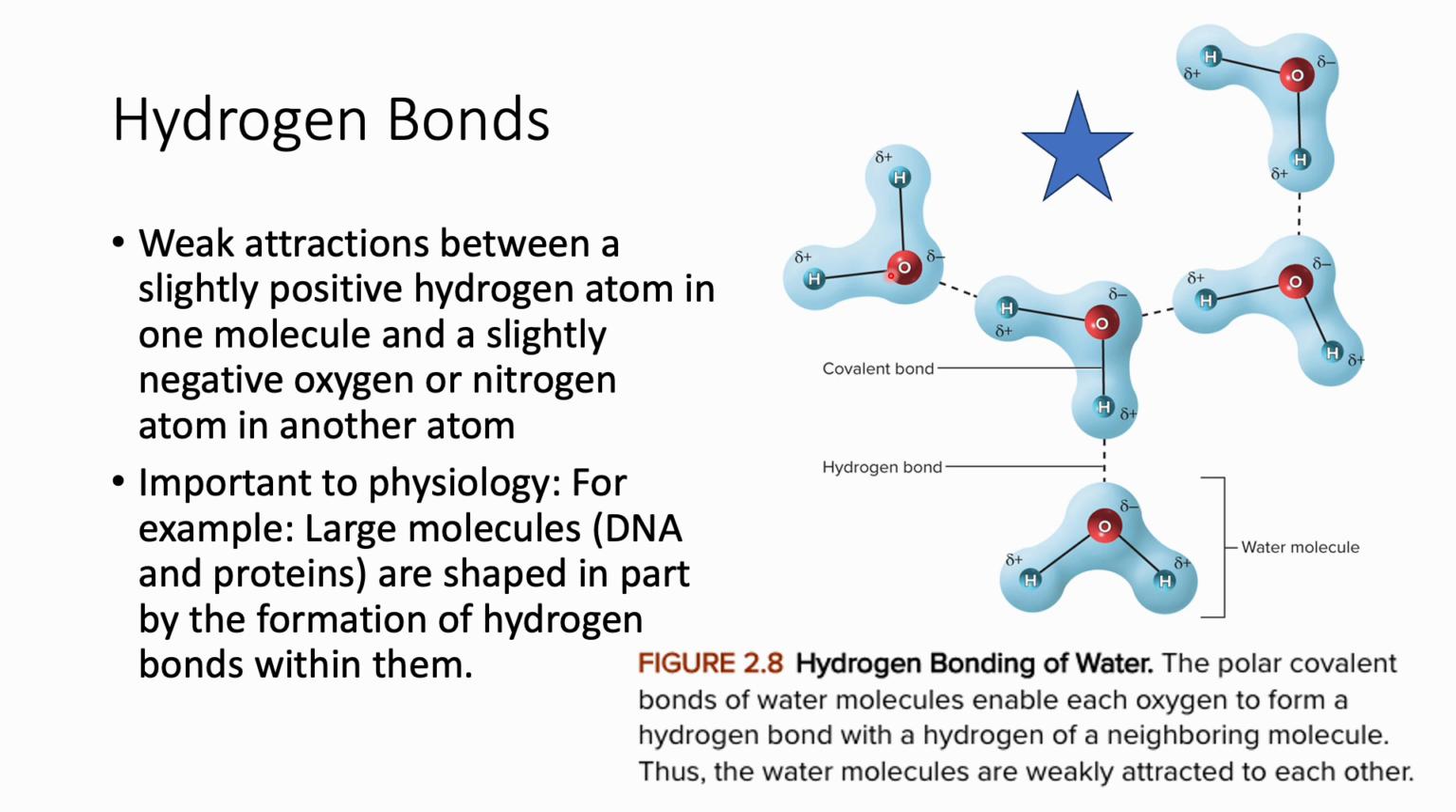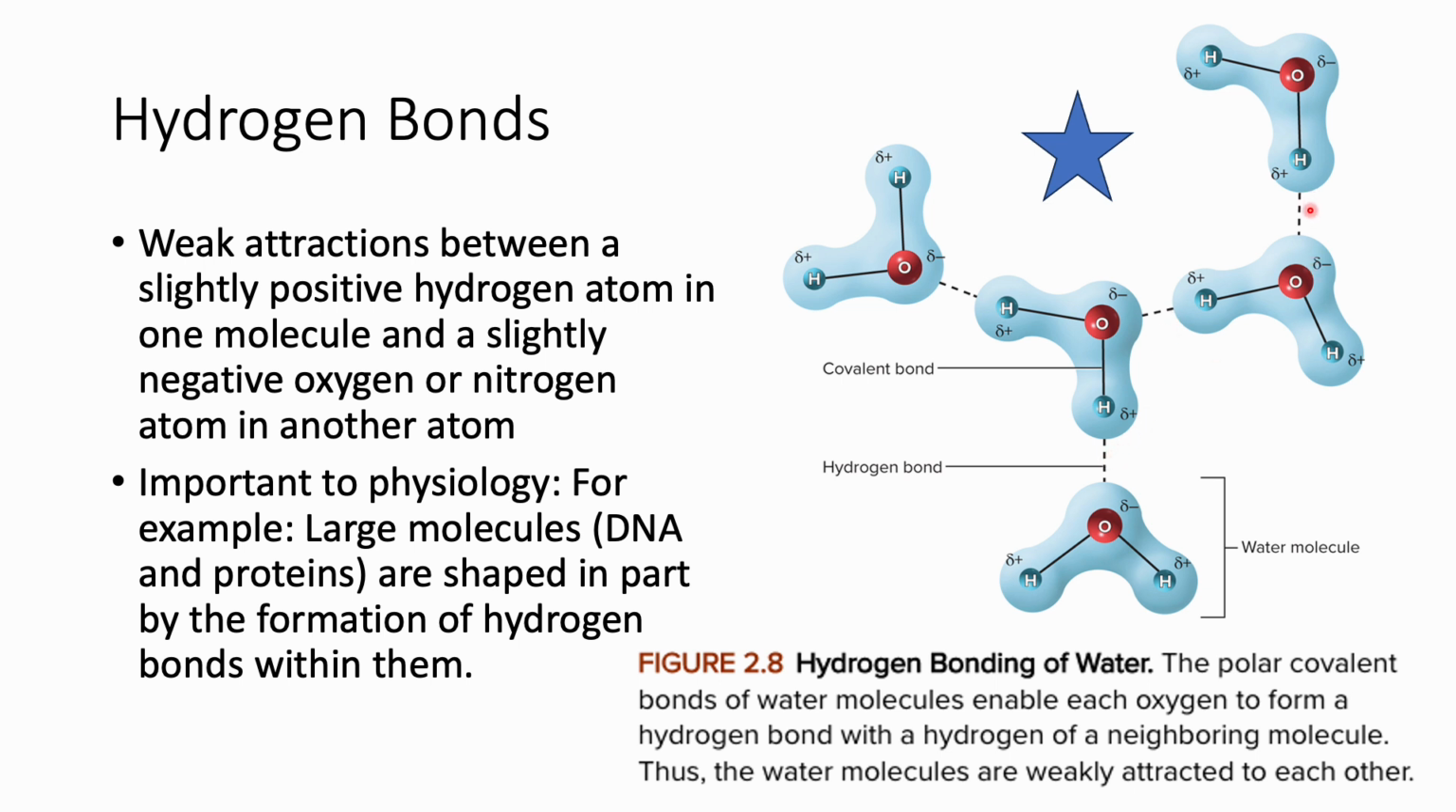But we also see that we have a weak attraction between the oxygen in one water molecule and a hydrogen or a nitrogen in another molecule. And this stippled line represents a hydrogen bond. So we see a hydrogen bond here, hydrogen bond here, here, and then there.